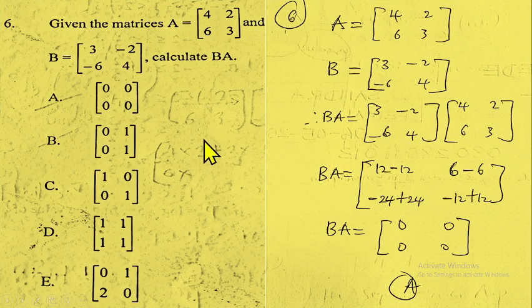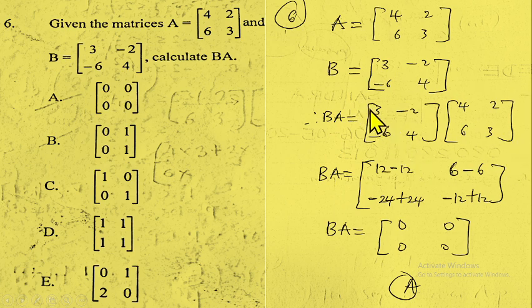Question number 6 is from matrices. We are given matrix A and matrix B, and they are both 2 by 2 matrices. So we have to calculate BA. That means matrix B is multiplying matrix A. So that's what we are having here right now. And we can see that the condition for multiplication of matrices is satisfied. The number of elements in the rows match the number of elements in the column, so we can multiply.